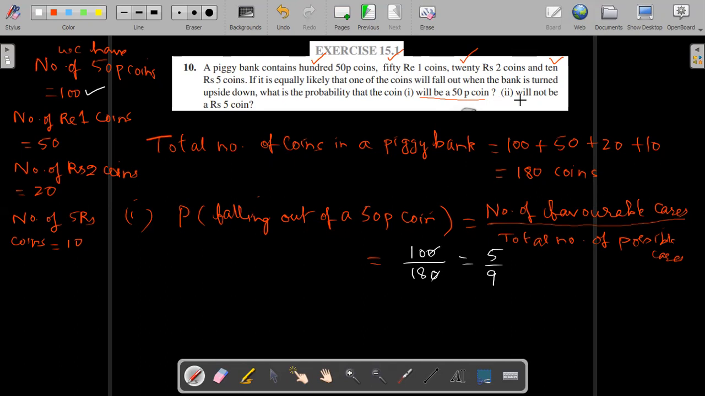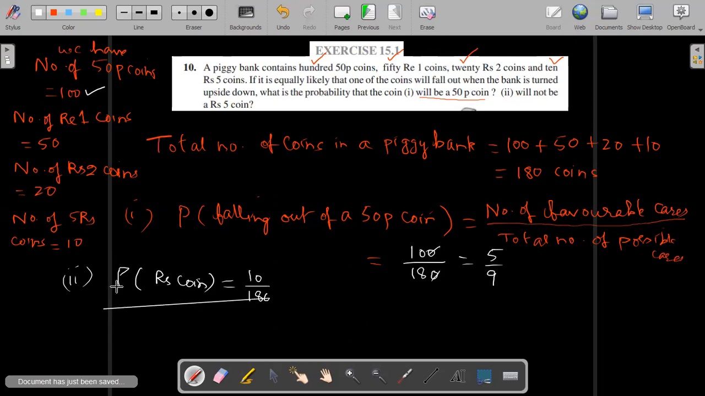Then, what is the probability that it will not be a 5 rupees coin? It will not be a 5 rupees coin means other than a 5 rupees coin. That means we have to exclude the 5 rupees coins, or we can find the probability of getting a 5 rupees coin and then do 1 minus that. Correct? So we find the probability of falling out a 5 rupees coin. How many 5 rupees coins are there? 10. 10 by 180.